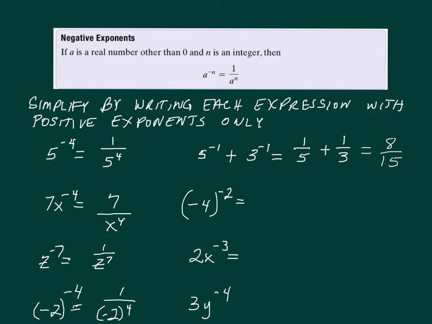Okay? Take a minute, go back and process it, because those are numbers raised to a negative power. Negative 4 raised to the second. Notice negative 4 is the base, so that's what has to be brought to the bottom. But the exponent changes from negative to positive. Okay?